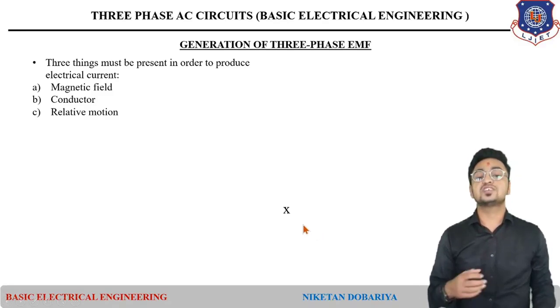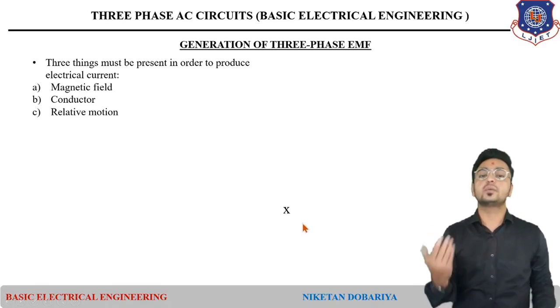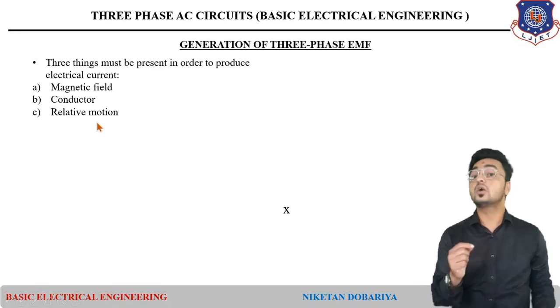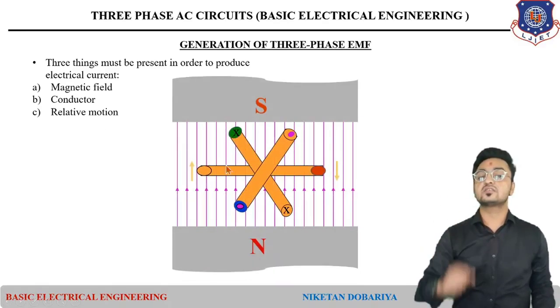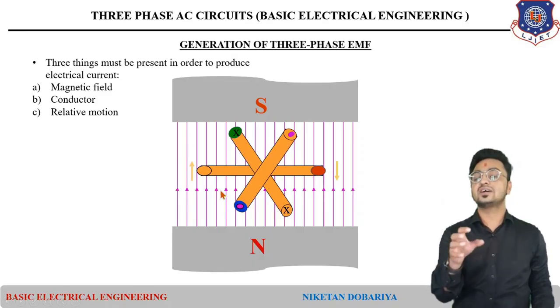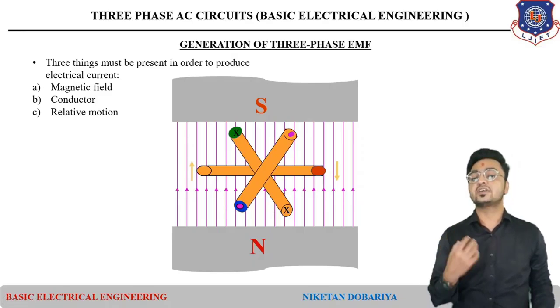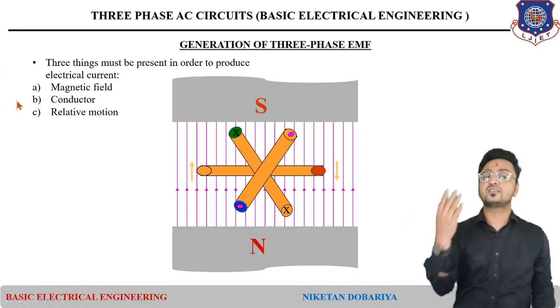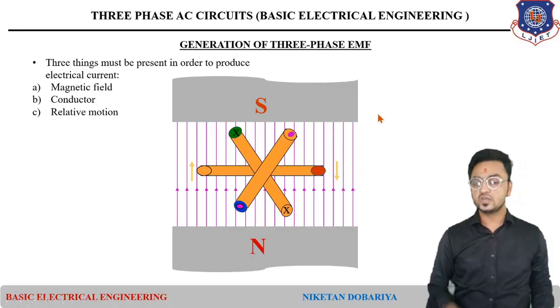We know that to generate any kind of voltage, single phase, three phase, or maybe DC, we need mainly three things. First one is the magnetic field. Next one is the conductor. And third one is relative motion between these two. So here we have a diagram which illustrates the basic structure of a three-phase AC generator. Here we have two magnets. One has an N pole and the second has an S pole. And because of that, we get the magnetic field in this direction, which is shown by these arrows.